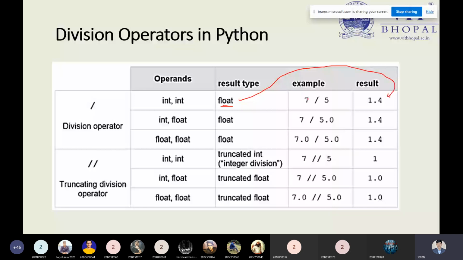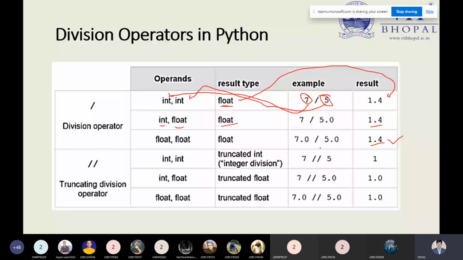Okay. Now see, we have the first operand that is integer and another operand is a float, so the result will be the float. So now see 7 divided by 5.0, so the answer will be 1.4. Same thing if we apply for the float operands, the answer will be 1.4, definitely in the form of the float.